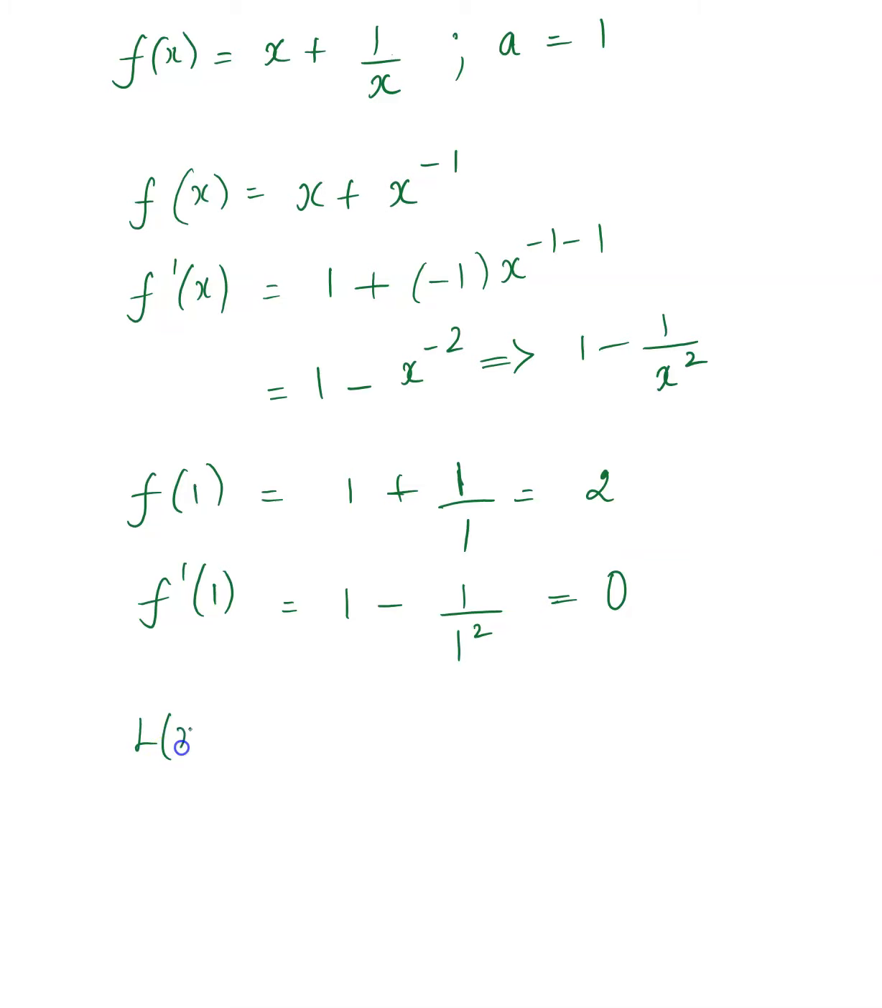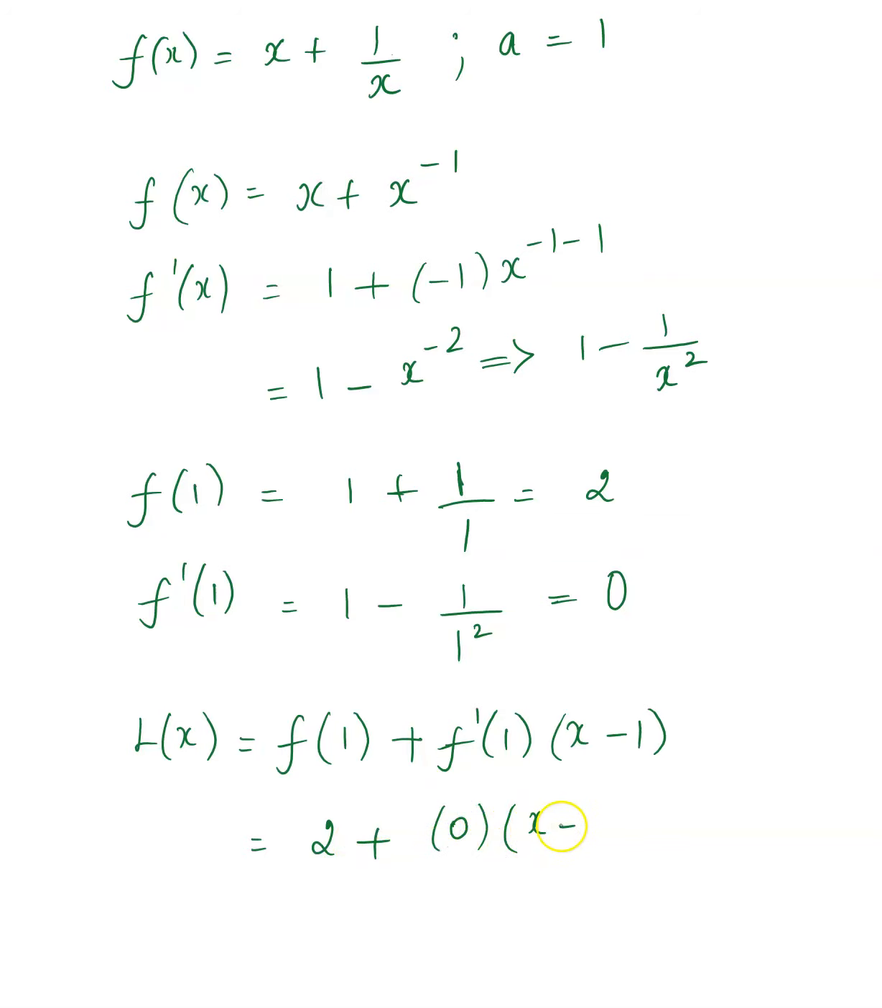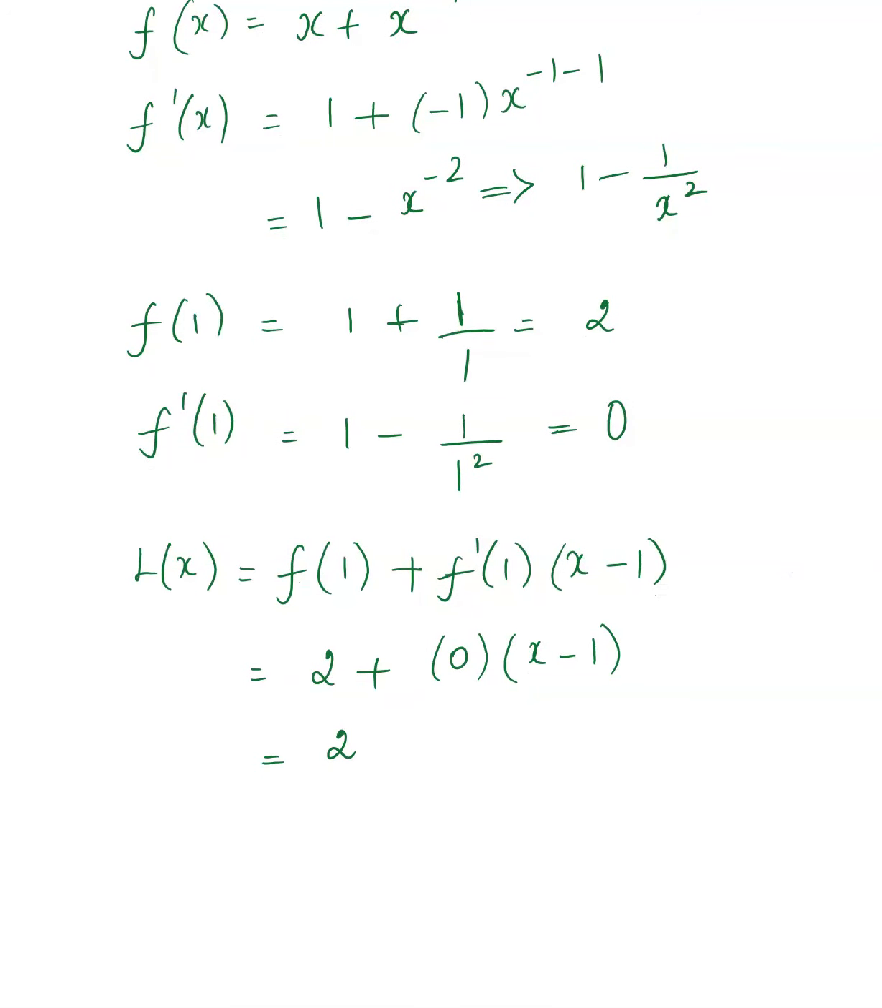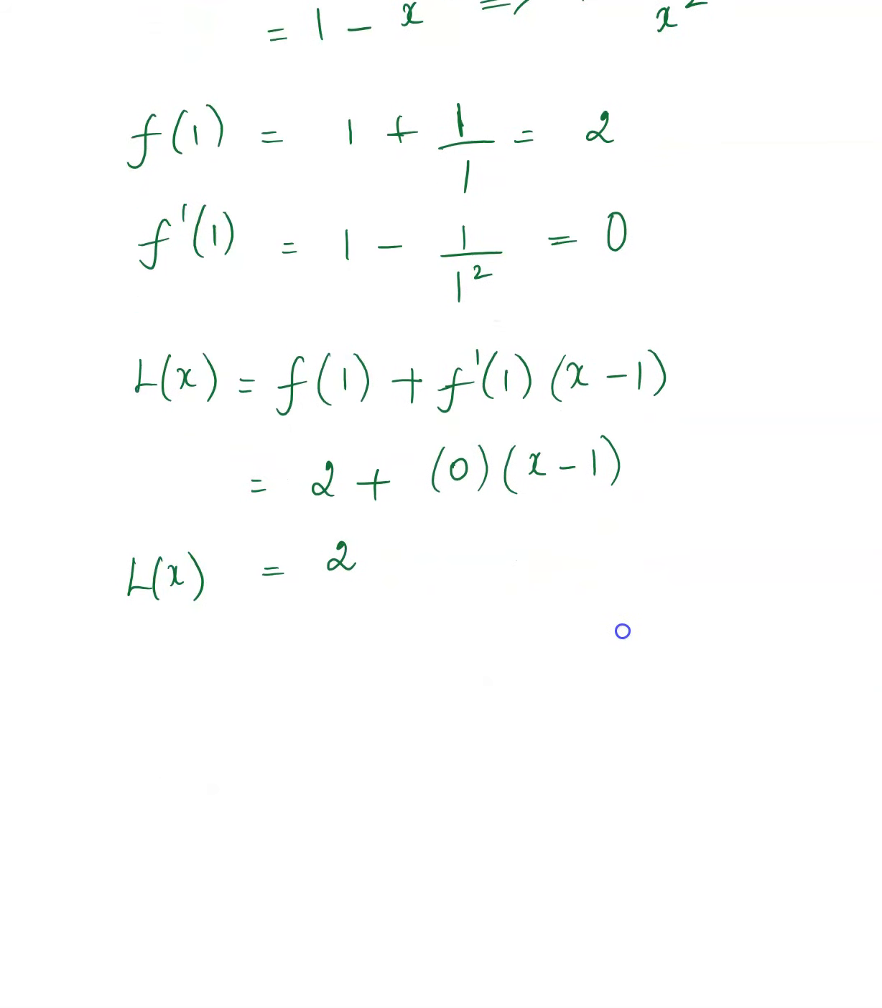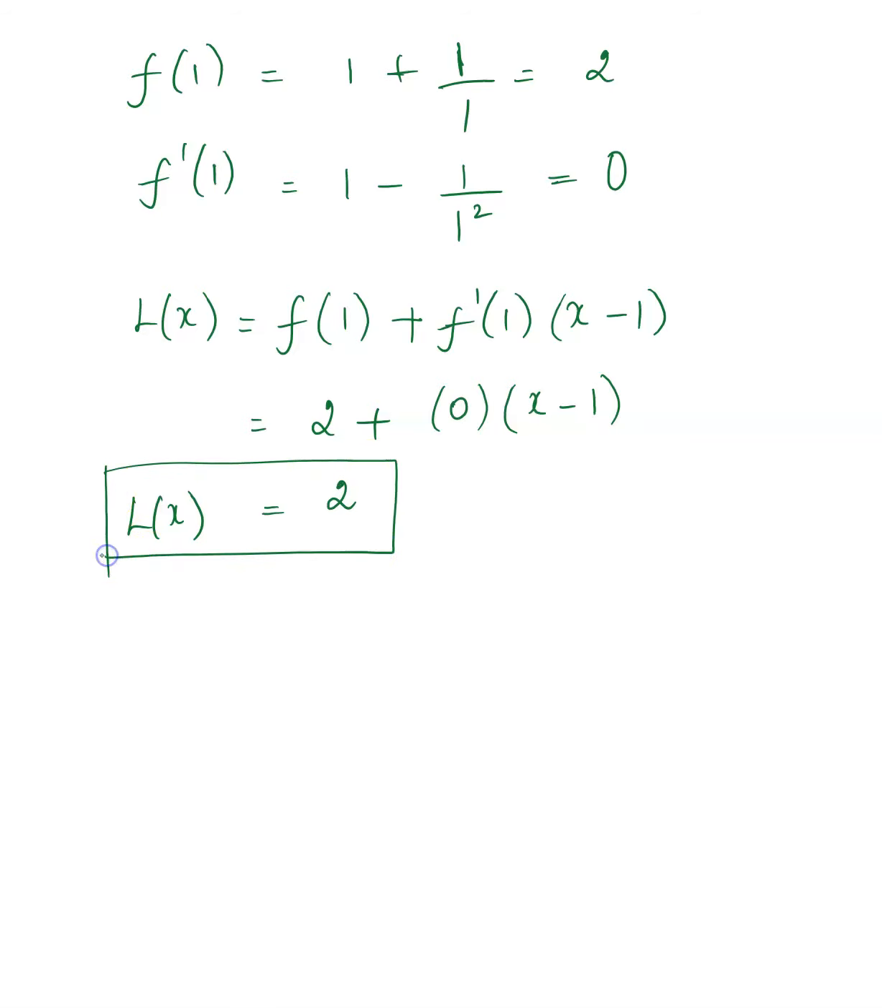And so if I went back to the L of x formula, which was L of x equals f of 1 in this case, plus f prime of 1 times x minus 1. F of 1 is 2 plus f prime was 0 times x minus 1. So it was 2. So the approximation here is that it's going to be a horizontal line. Right? L of x equals 2 is a horizontal line that passes through the curve at x equals 1. So that is our linear approximation or linearization.